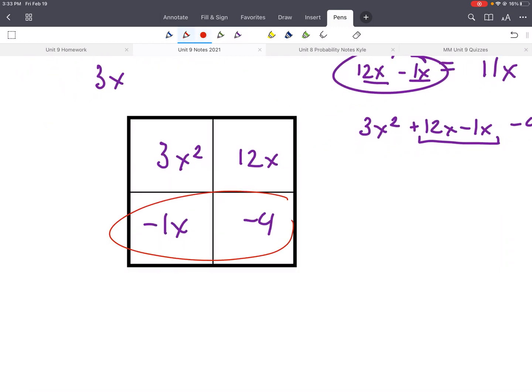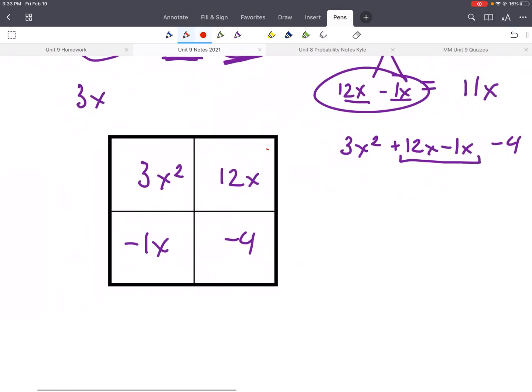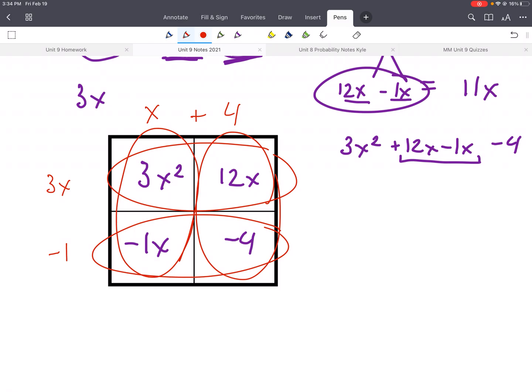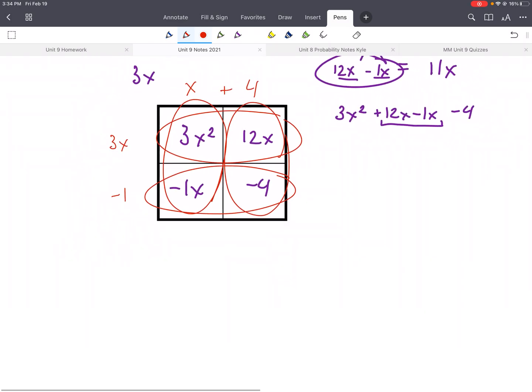So maybe we'll do the top one first. We could take out a 3x. From here, it looks like we could take out a negative 1. From here, we could take out an x. And then between these two, we could factor out a positive 4. So those are our two parentheses, x plus 4 and 3x minus 1. Okay?